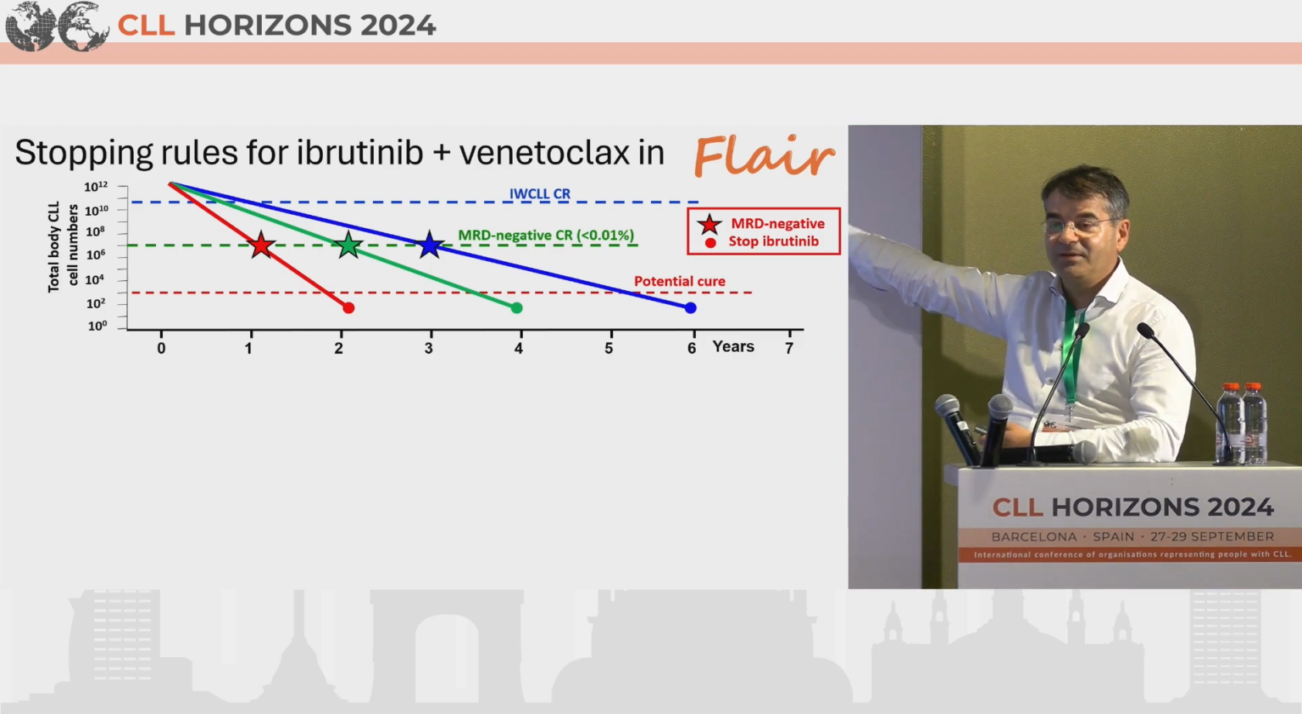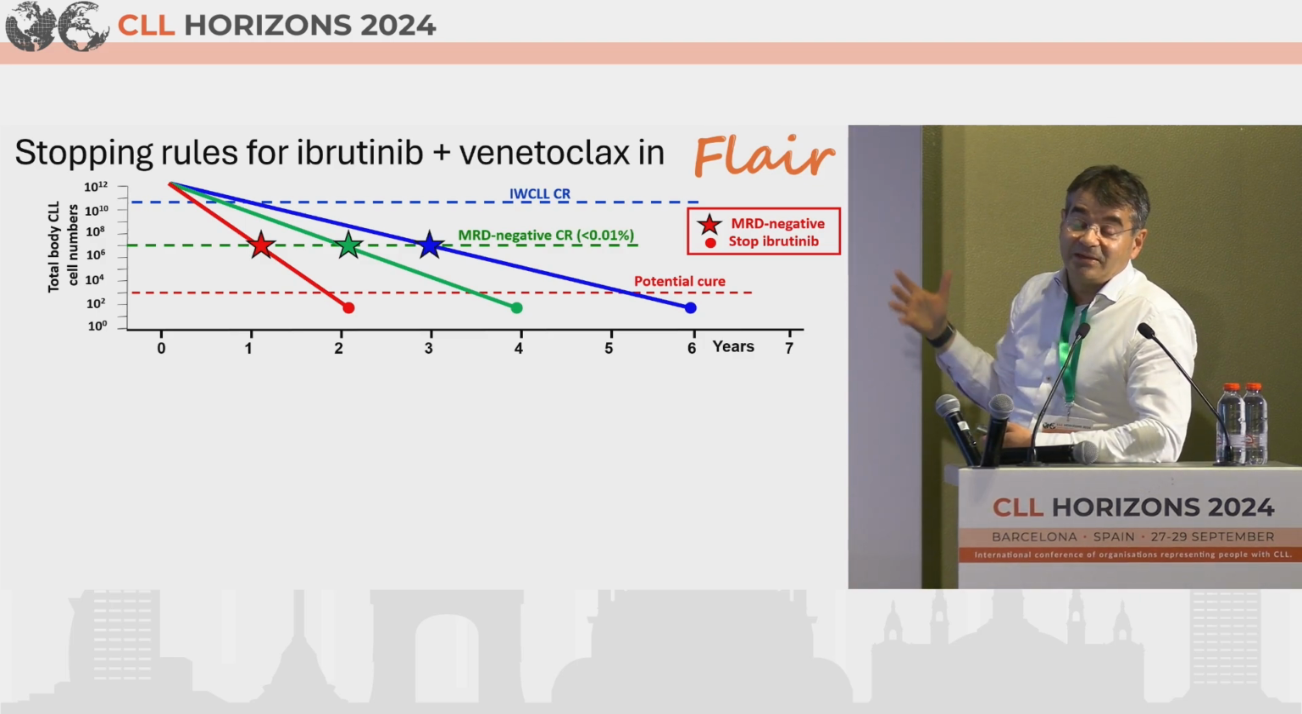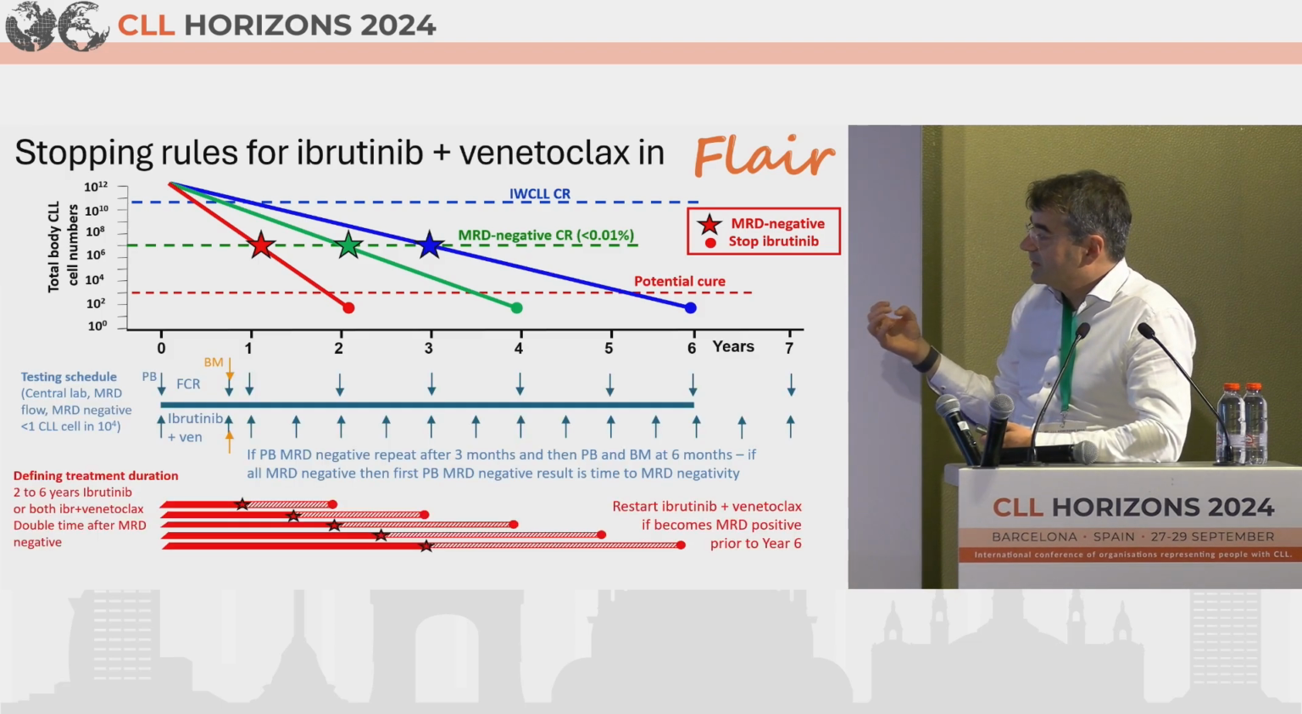So if you are MRD negative at 12 cycles, you need another 12 cycles to make sure that it's really gone, and then you stop. That was a very good hypothesis, and that's what they tried here. So that was the regimen.